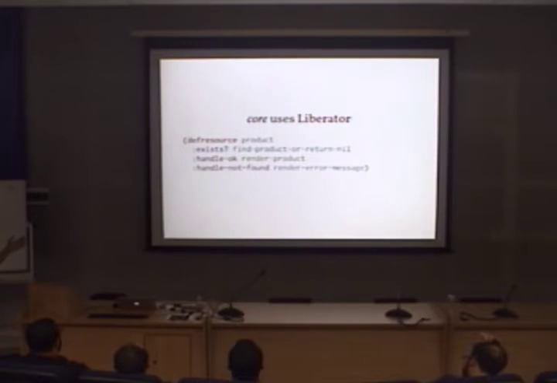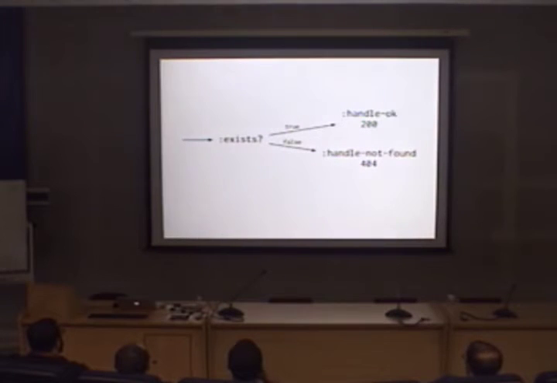In this example, we define a virtual endpoint which returns a product, and we answer a couple of questions. For example, product exists if a function find product returns something which is truthy. If it doesn't, we will take a look at the handle not found function, which in this case is render error message. It will return some nice pretty JSON saying 404, there is no such product. And then handle OK is the thing which will actually render the product which we want to serve to our mobile clients. This will then correspond to some kind of decision diagram, some graph, which Liberator internally implements.